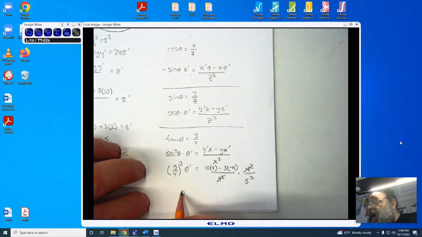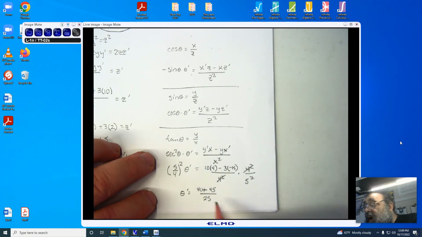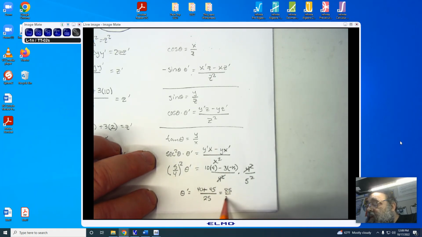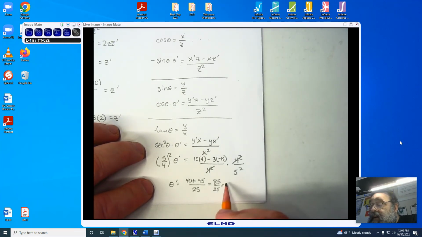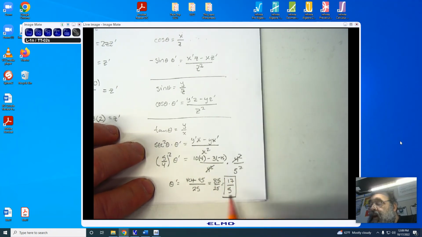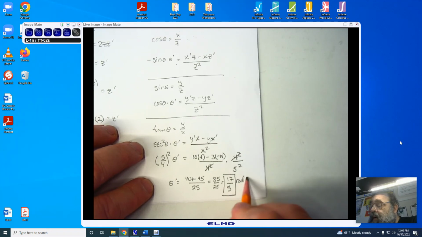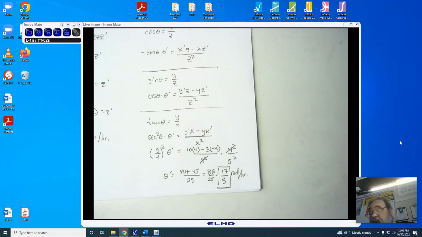So my answer for theta prime is going to end up being 40 plus 45 divided by 25. Now we can clearly see that's 85 divided by 25. And if I wanted, I can reduce. I know that I'm looking at 5, so that's 17/5 is the rate of change in radians per hour. And that's my answer.